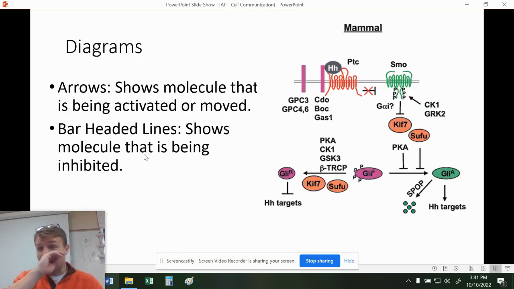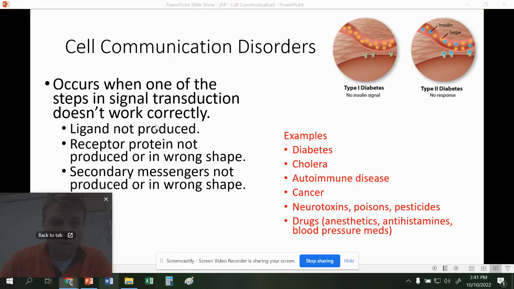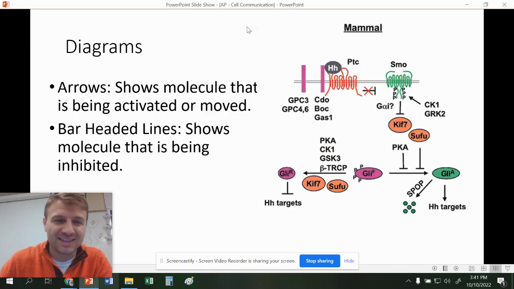All right, so in diagrams, what you're going to see is something called arrows and bar-headed lines. Usually arrows, again, this is not all the time, but usually arrows mean they activate something or they're moving. So you can see we have some arrows here. So you can see these two molecules look like they activate this. This goes into this. Sometimes they either change. There's not a lot of guidelines or rules about these, but generally arrows show moving or activating molecules.